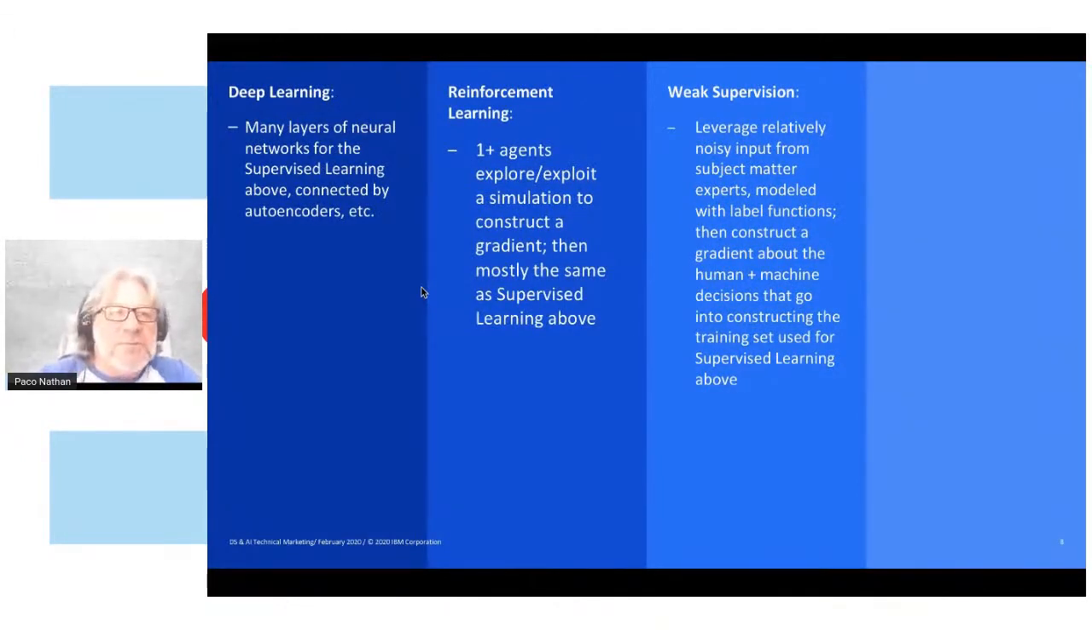Of course, there's a lot of talk about deep learning. What we're talking about with deep learning is typically a kind of supervised learning. You have different layers of neural networks, and then they're connected by autoencoders.